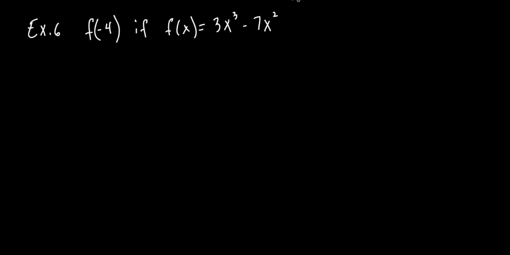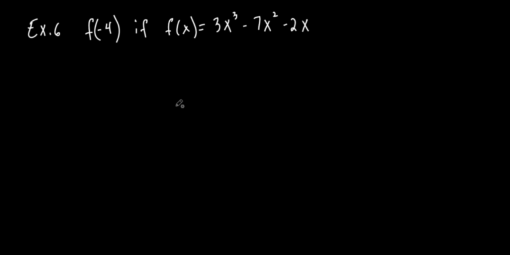So let's do an example. In the book, it's example 6. And it says, find f of negative 4 if f of x is equal to... It's exactly what we just finished doing. It's just a little bit more complicated, that's all. But the idea is exactly the same.